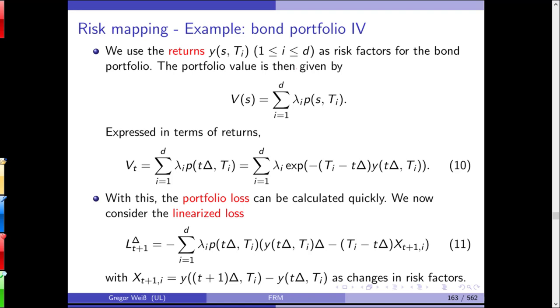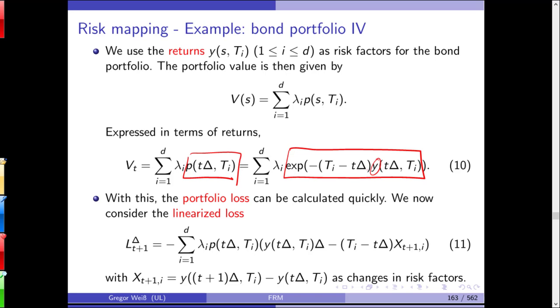We use the returns, Y, and the yields as risk factors for the bond portfolio. Then the portfolio value is given by V of S equals the sum from i to d over all numbers of bonds in the portfolio times the respective prices, expressed now in terms of returns. So instead of P, we are writing exponential function times the yields. Okay. We can then again linearize the portfolio loss.